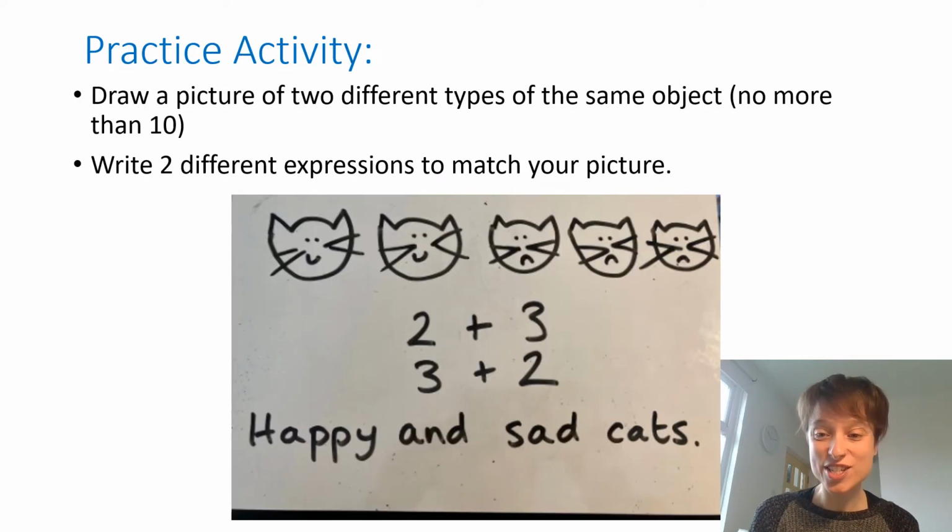I hope that you all had the chance to complete your practice activity from yesterday. I'm going to take the chance to explain a bit more about my practice activity. Maybe you have yours in front of you. So I drew 2 happy cats, and you can see them here. And I also drew 3 sad cats. And I wrote 2 expressions to match my picture. That's what we had to do for our practice activity, wasn't it? Not just write one expression, we had to write 2 expressions.